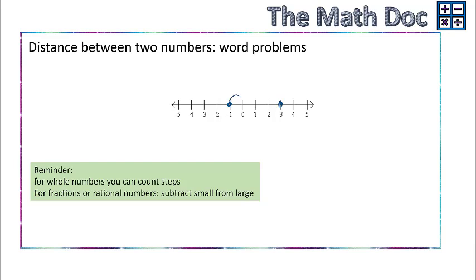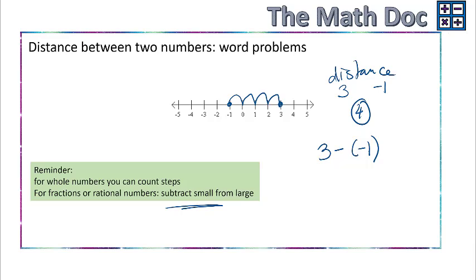So we can count the steps, 1, 2, 3, 4. So the distance between 3 and -1 is just 4. Another way we can do this is to subtract the small number from the large one. So we have 3 minus (-1), and I put the -1 in parentheses so we realize there are two negatives here. So 3 minus negative 1 is just 3 plus 1, which is equal to 4.